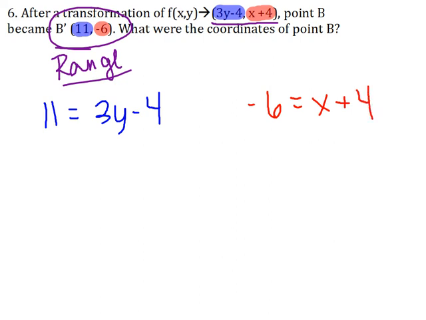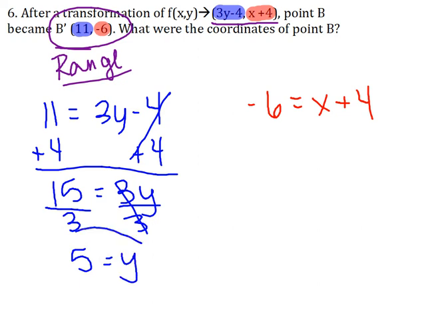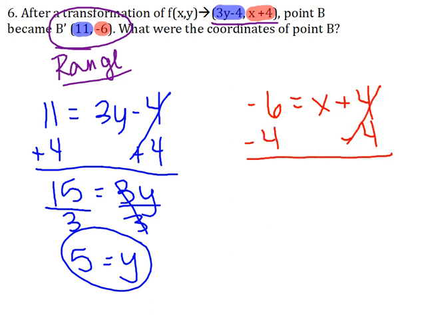Now we're going to go through and solve each one. I'm going to add 4 to both sides. 11 plus 4 is 15. It's equal to 3y. Get y by itself. 5 is equal to y. I want to get x by itself, so I'm going to subtract. Negative 6 take away 4 is negative 10.